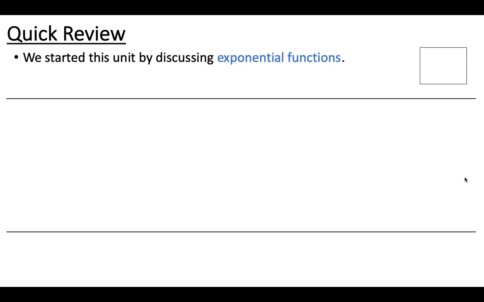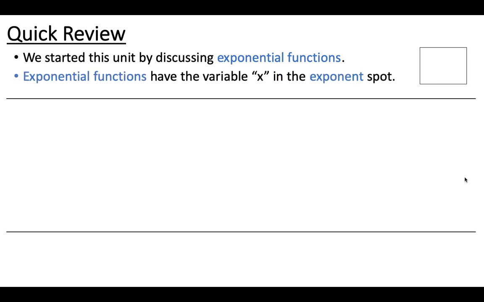We started this unit by discussing exponential functions. Exponential functions have the variable x in the exponent spot. Just as a reminder, I'll give you an example. One of those might look like this. It might be y equals 5 to the x. Okay, x is in the exponent spot. There's really nothing special about the 5. 5 can be whatever number we want, as long as it's positive.